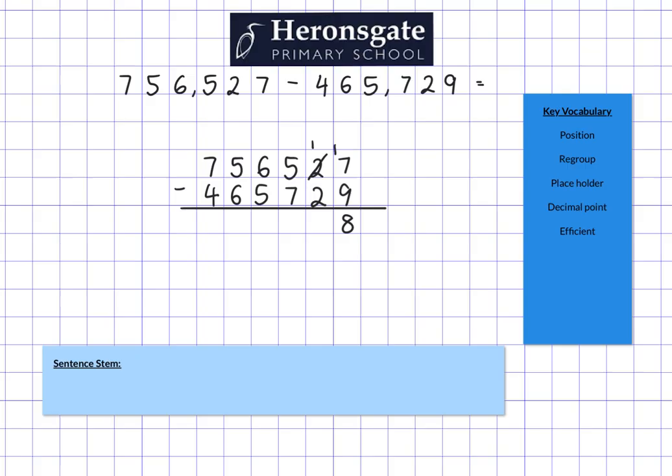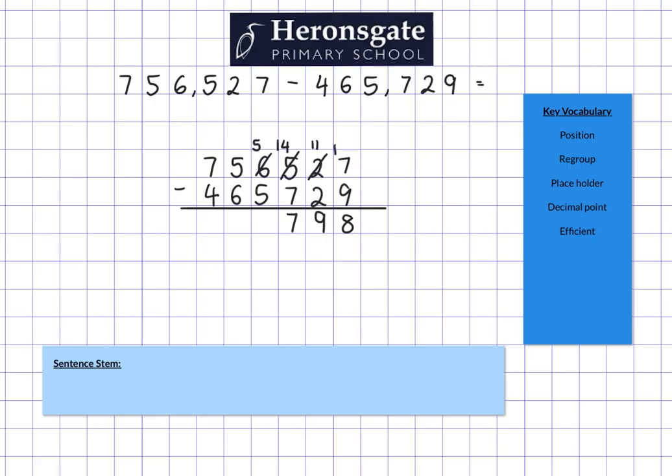When I'm completing calculations like this, I need to make sure I position my regroup numbers at the top. Now I can move on to my second column. 1 ten subtract 2 tens. I'm going to need to regroup from my hundreds column. I now have 11 tens subtract 2 tens. That gives me 9 tens. Moving on, 4 hundreds subtract 7 hundreds. I'm going to need to regroup again from my thousands column. I now have 14 hundreds subtract 7 hundreds. That gives me 700.